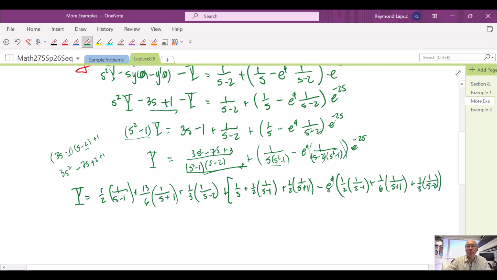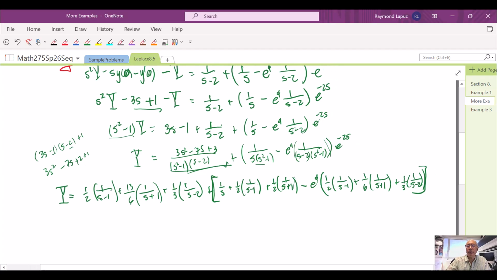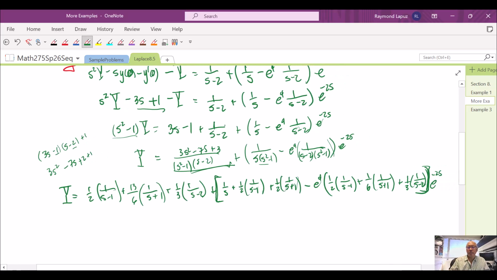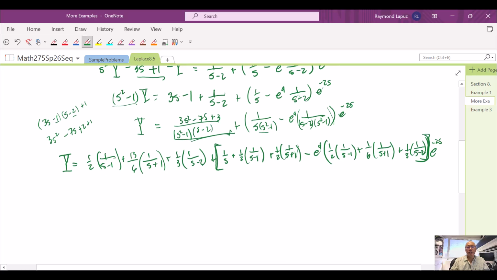So all this is multiplied by e to the fourth, and this whole thing, starting from here in the beginning, will get multiplied by e to the negative 2s. And we only want that to remind ourselves that all these things in the square bracket will get multiplied by u, the unit step function, u of t minus 2. All right, let's take the inverse Laplace, and now we're ready to write our actual solution.